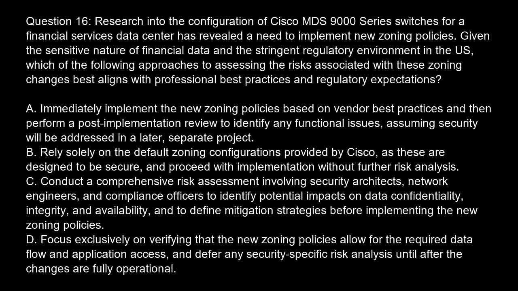Option C. Conduct a comprehensive risk assessment involving security architects, network engineers, and compliance officers to identify potential impacts on data confidentiality, integrity, and availability, and to define mitigation strategies before implementing the new zoning policies. Option D. Focus exclusively on verifying that the new zoning policies allow for the required data flow and application access, and defer any security-specific risk analysis until after the changes are fully operational.